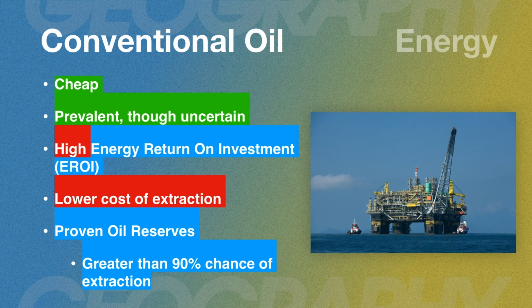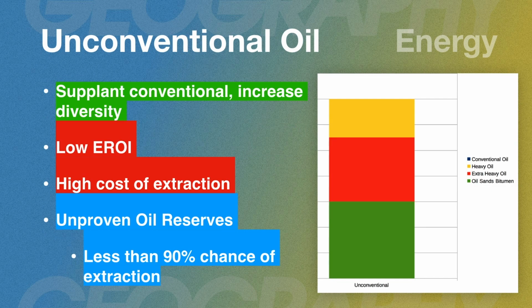It has a very high energy return on investment, otherwise known as EROI. It has a low cost of extraction, and it comes from proven grounds, proven oil reserves. That means that when we go to a spot, there's a greater than 90% chance that we're going to be able to extract oil. Then there's unconventional oil. This is meant to supplant conventional oil and really just diversify where we get our energy. This has a lower EROI, pretty high cost of extraction, and typically it's sourced from unproven oil reserves. That means it's a less than 90% chance of extraction.